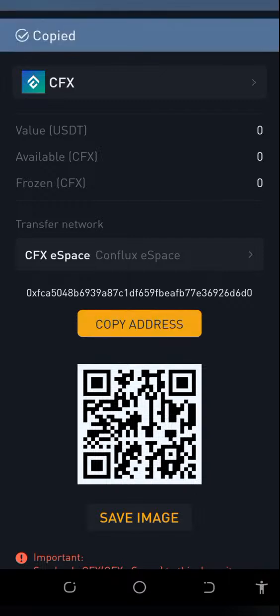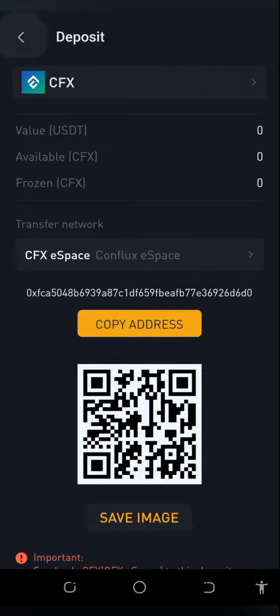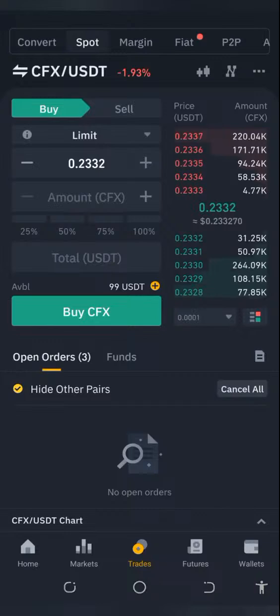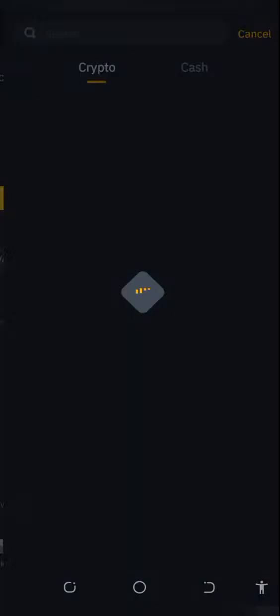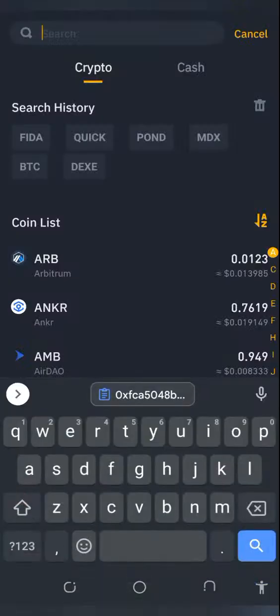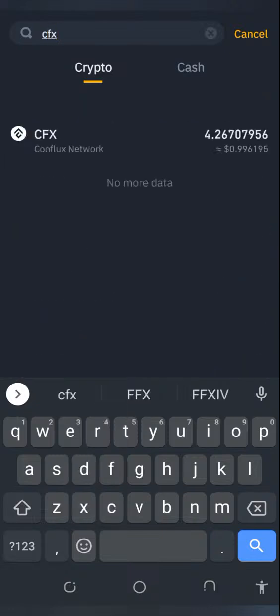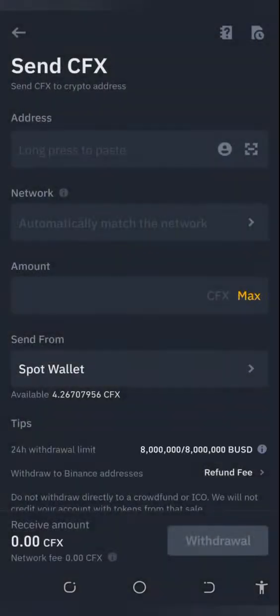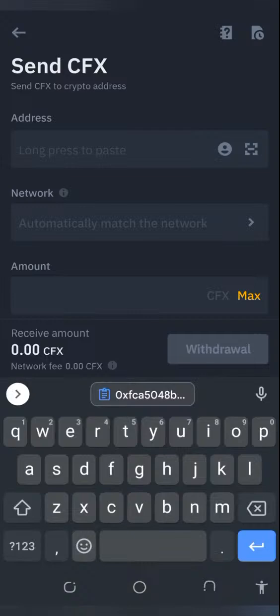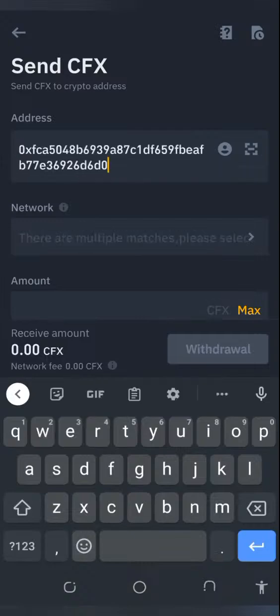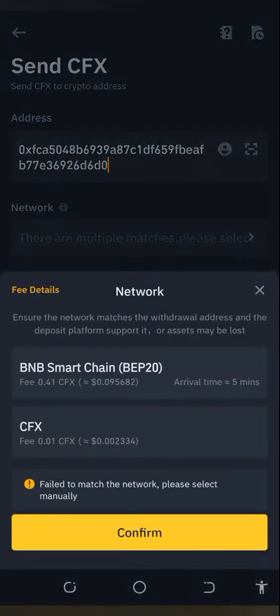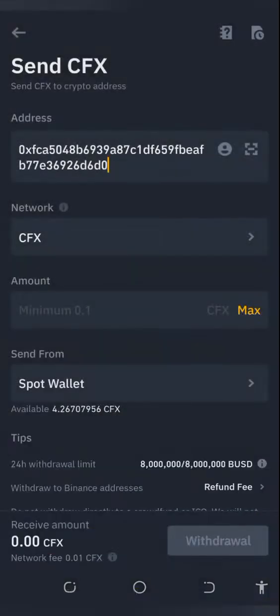Okay. So let's copy it, and then we will go back and withdraw. Let's withdraw. So we check on our CFX. We just have 4.26. Let's click on that, and then put the address here. Okay, the address looks good. It looks like it's not a mistake. The network is supposed to be CFX, okay? If this address wasn't good, it would be showing red.